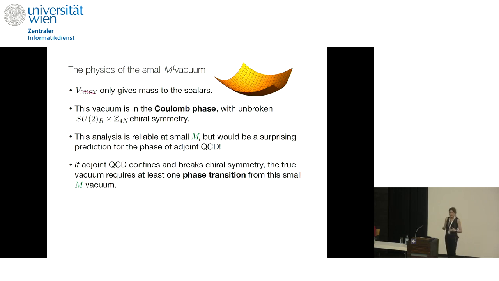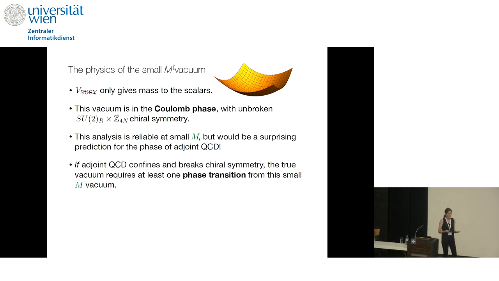Okay, so we'd like to study the physics of this small m vacuum at the origin of moduli space, and let me tell you the answer. So our supersymmetry breaking potential is only going to give a mass to the scalars in the theory. So in particular, this is going to be a phase with order N massless gauge fields and fermions. This vacuum is in the Coulomb phase, and the entire chiral symmetry, SU(2) times Z_4N symmetry, is unbroken.